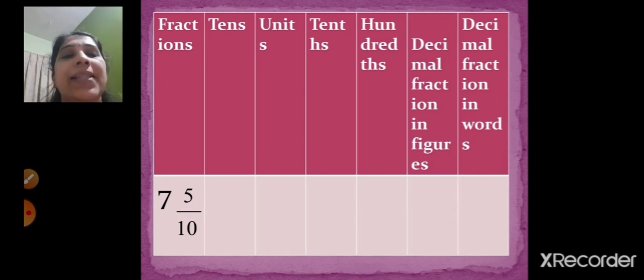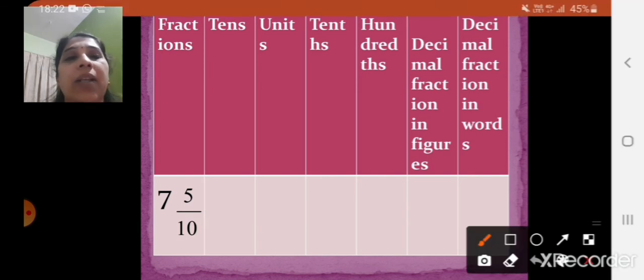Now we'll take an example. The fraction is given and we have to write the place names. Now 7 and 5 upon 10 is given, right? Now 7, it is in which place? 7 is a normal whole number, right? So 7 is in the units place. So we'll write in the units place as 7. And in the tens, we'll put a dash. Now 5 upon 10, right? Now the number 5 upon 10, right? So 5, it is in which place? There is no units place, I said.